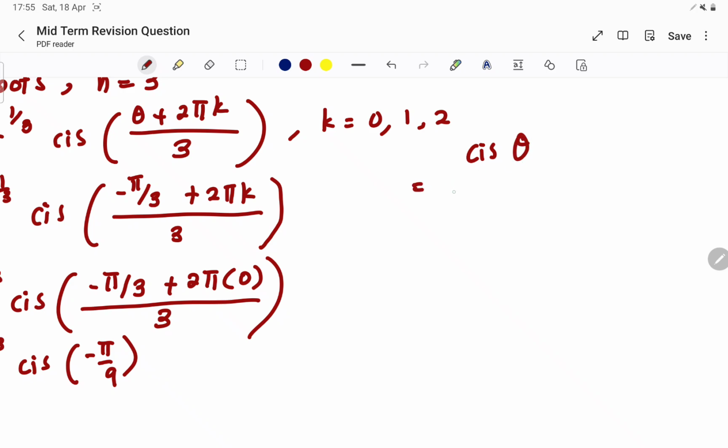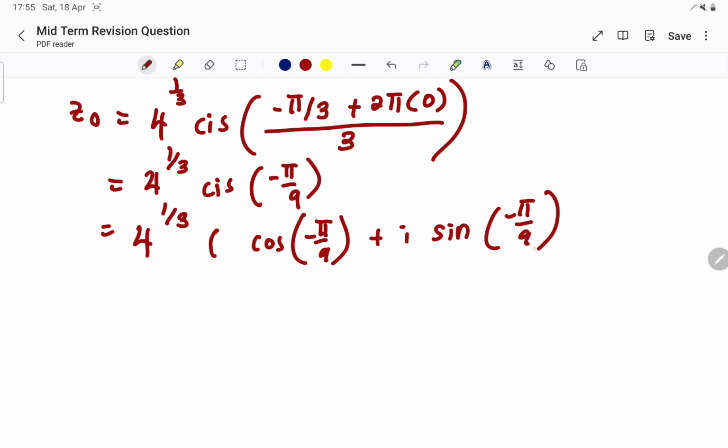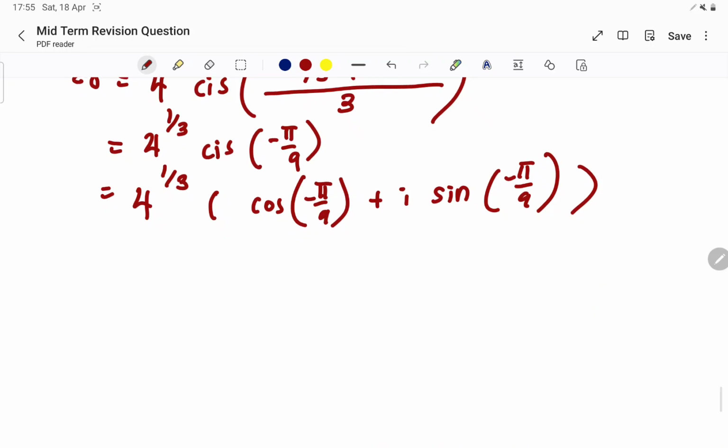Okay, then remember cis θ is equal to cos θ plus i sin θ. So we transform into this form: 4^(1/3) cos(-π/9) plus i sin(-π/9). Then what you have to do is just find the value.